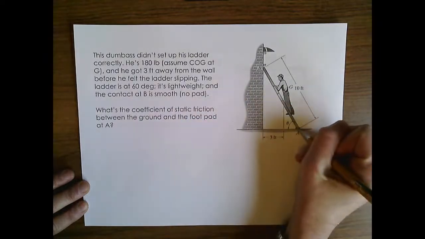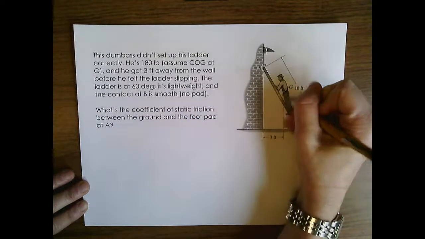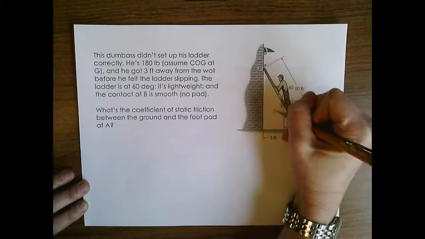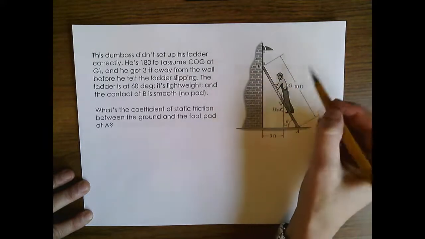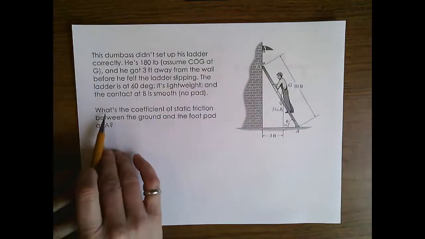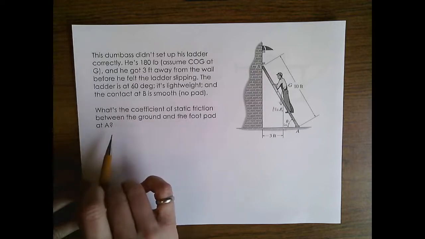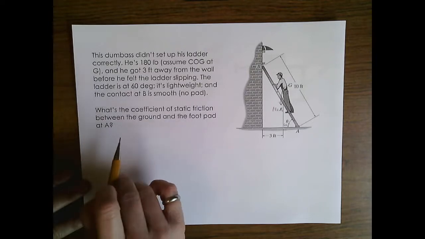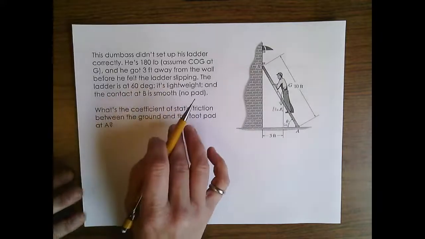So we've got friction contact down here at A. This is 60 degrees. Here at G, we've got 180 pounds. We're going to assume that the ladder is fairly lightweight, so that's going to be the center of gravity for the whole system. Okay, and we're being asked, what's the coefficient of static friction between the ground and the foot pad at A if he is basically on the verge of slipping, right? So the ladder just felt like it starts slipping.